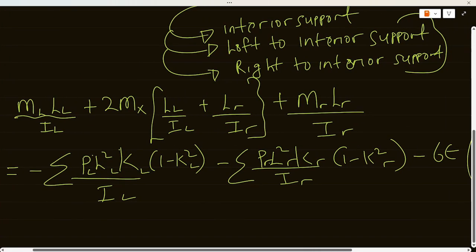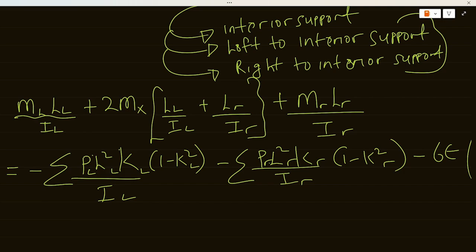So what are these jargons I'm writing? What I'm basically saying is that in the three moment equation, you need three supports. You need your interior support, you need your other two adjacent supports. So now the first adjacent support is this expression here. All of this with the subscript L is turned left. L means left, basically. So this first term here is the moment at the left support to the interior support. This L here is the length of the left span to the interior support. This I here is the moment of inertia to the left of the interior support. M_X is basically the interior support that we're dealing with.